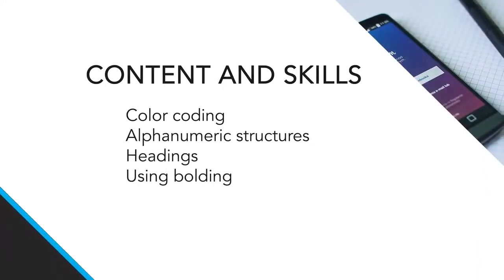So we're going to want to make sure we have every tool at our disposal to make these content and skills statements approachable, so color coding, alphanumeric structures, headings, using bolding strategically. These are things that make the human brain want to engage with these lists. I don't care how wonderfully they're written, when faculty are oversaturated with that information and it's not divided up in a way that's approachable, it becomes very difficult to engage with my unit plan.